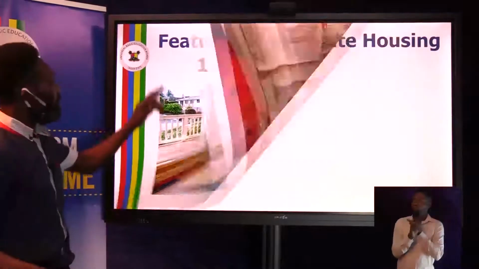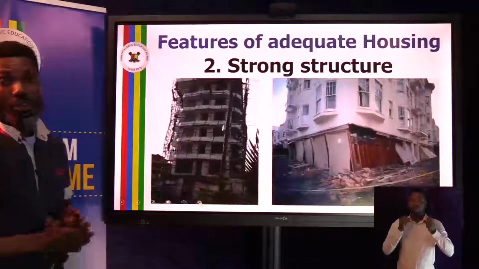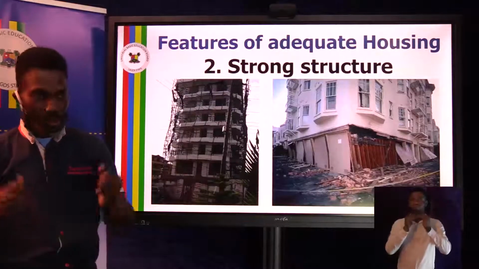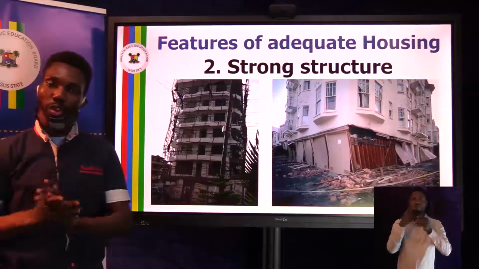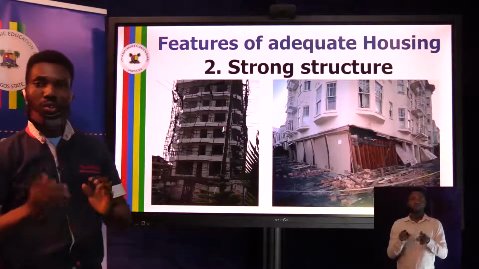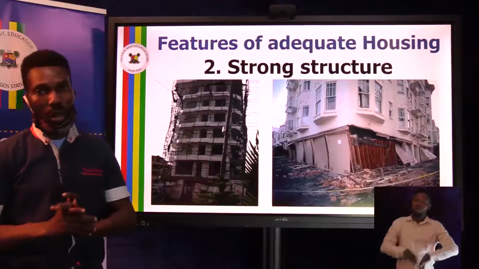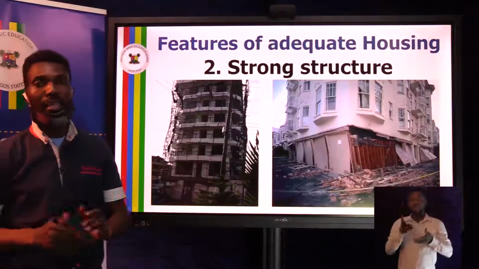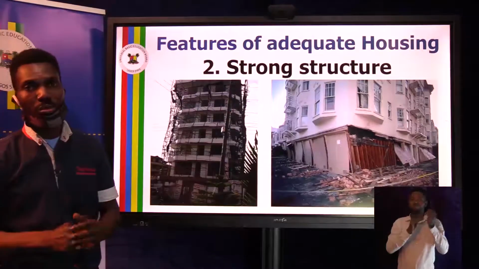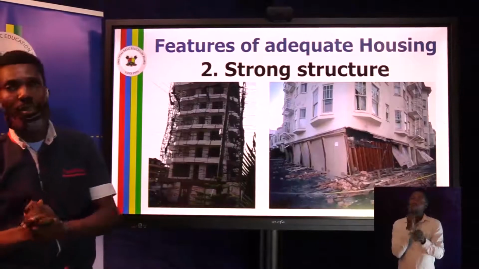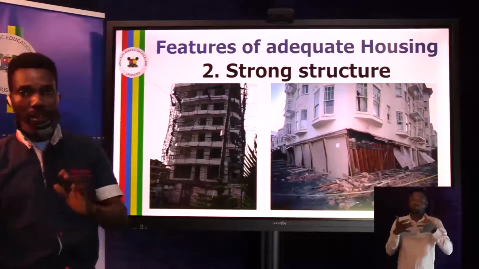Then we move on to the second feature, which is strong structure. The house should be very strong so that it will not collapse. We've been hearing of cases of collapsed houses here and there. It's because of the structure. Some of those houses, the structures are not good enough. That is why those houses collapse.